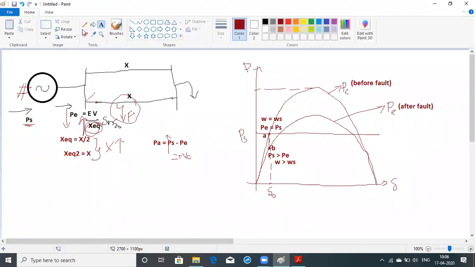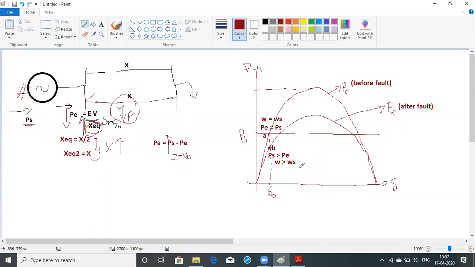Please consider the 2 points. I'm repeating again. At position A, it is going to run at synchronous speed, and electrical power is equal to the shaft power. So until there is a disturbance, nothing is going to occur. When the disturbance came, that is when the transmission line is out of the system, now what happens? The PS is greater than PE because PE has dropped, and omega is greater than omega s.